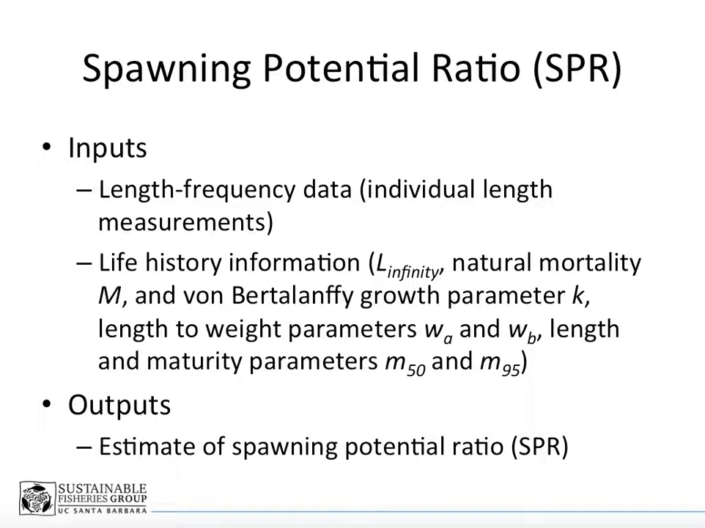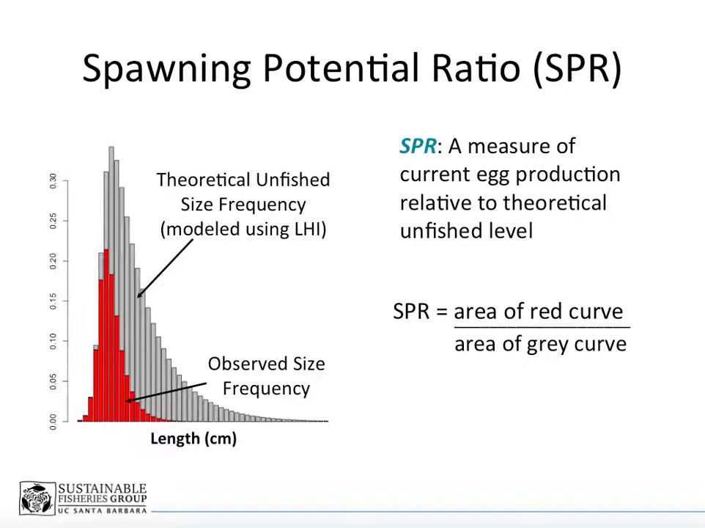Moving on to another length-based method, let's talk about spawning potential ratio, or SPR. This has very similar data requirements as the others, but again it has a couple more life history parameters. The output of this method is an estimate of the spawning potential ratio of your fishery. Spawning potential ratio is a measure of egg production relative to a theoretical unfished population.